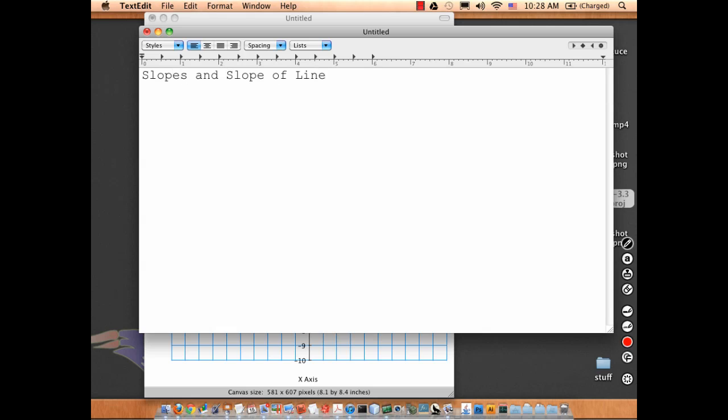Today we're going to be talking about slopes and slope of a line. One of the things that I'm seeing right now is that virtually no notebooks are out. So we need to fix that. We need to take our notebooks out.